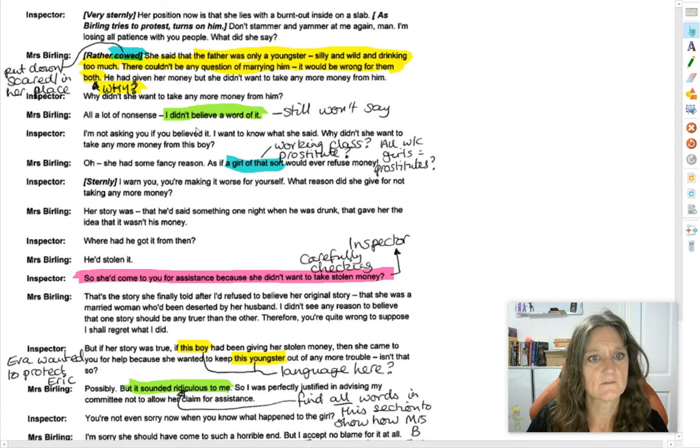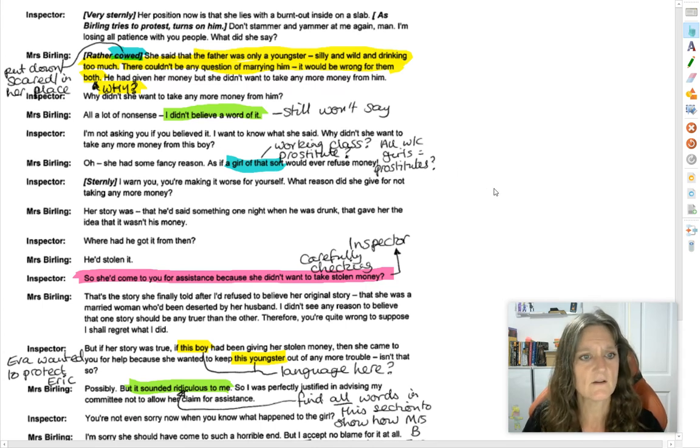Mrs. Birling didn't believe a word of it about why she wouldn't take the money from him. Again, she won't say why, she just calls it a fancy reason. And she says, "as if a girl of that sort." So what does she mean again? Does she mean a prostitute? Does she mean a working class girl? Or is she suggesting that all working class girls are prostitutes if they're not working in a factory or a shop? Oh, she's a horrible woman, isn't she? It's a really good, convincing character, though.